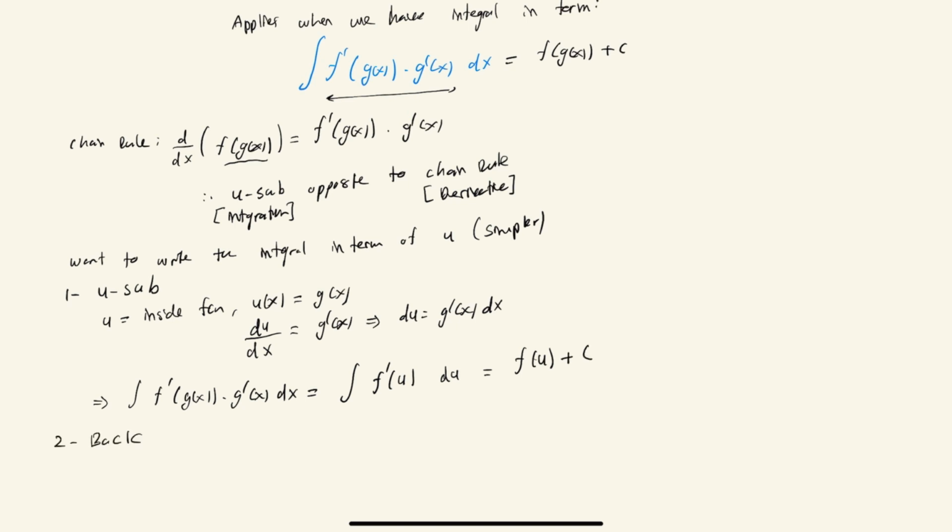Now the second step is to back substitute the function of u. Remember, u is just g of x. Therefore, the resulting integral is going to be equal to f of g of x plus c, which is exactly the same thing we found using the chain rule in the top.